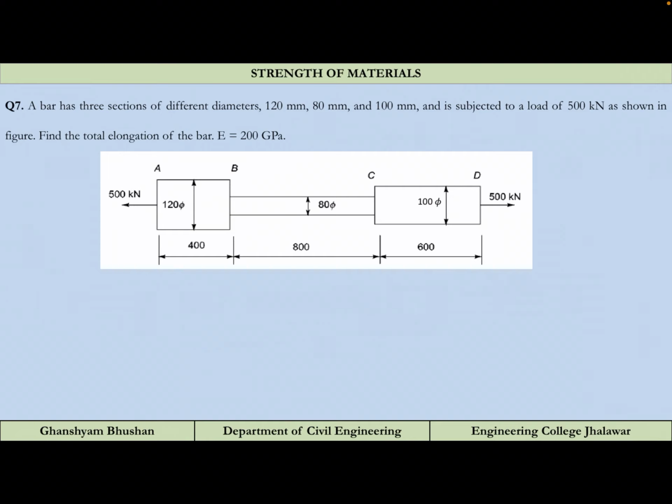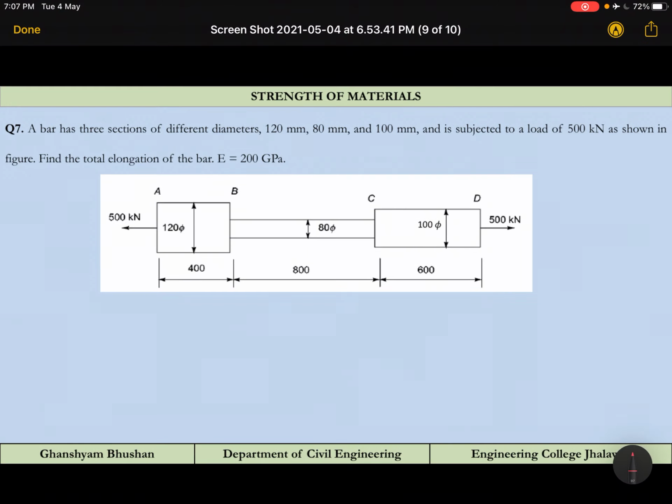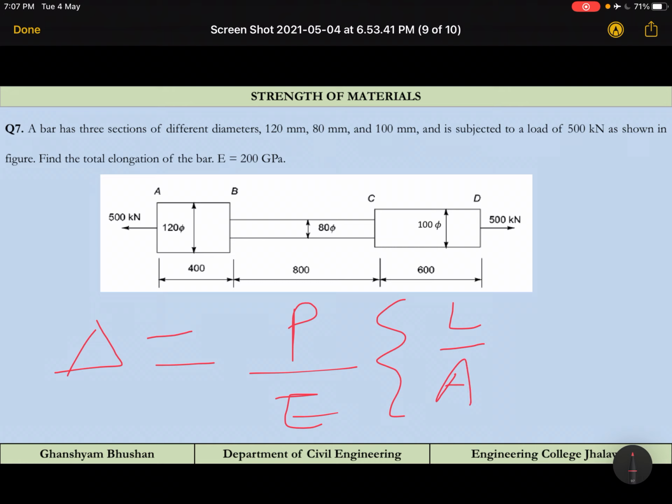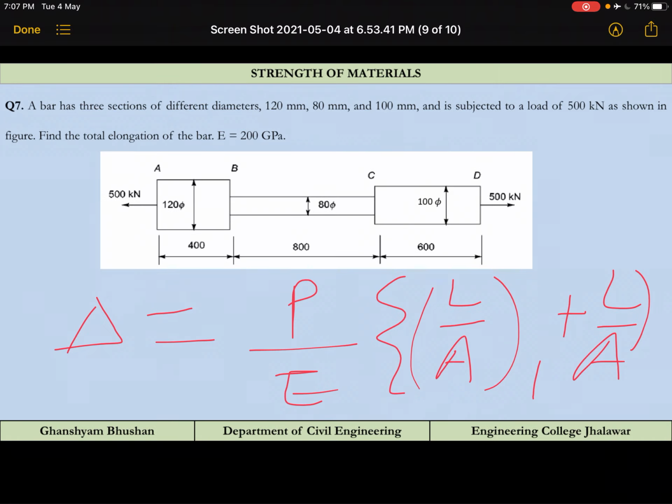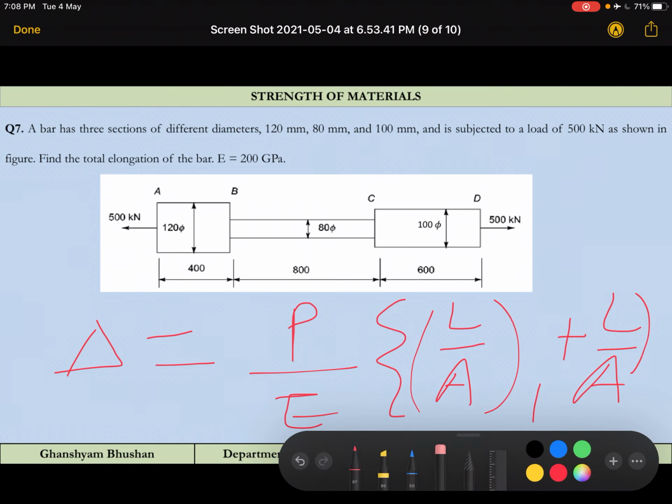Now here what is the constant? P is constant because at every section 500 kilonewton is acting. So in PL by AE, now what formula can we expect? Delta will be how much? P is constant, E is constant, so L by A of the first section, L by A for the second section, and L by A of the third section. Clear? So you can summarize it like this.